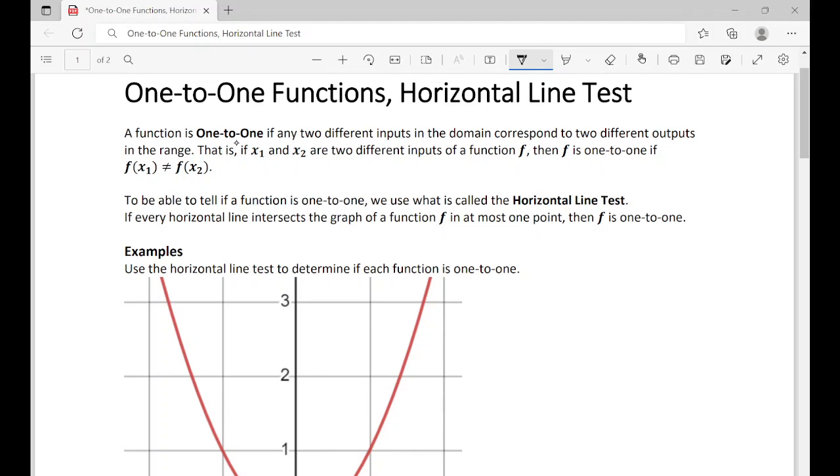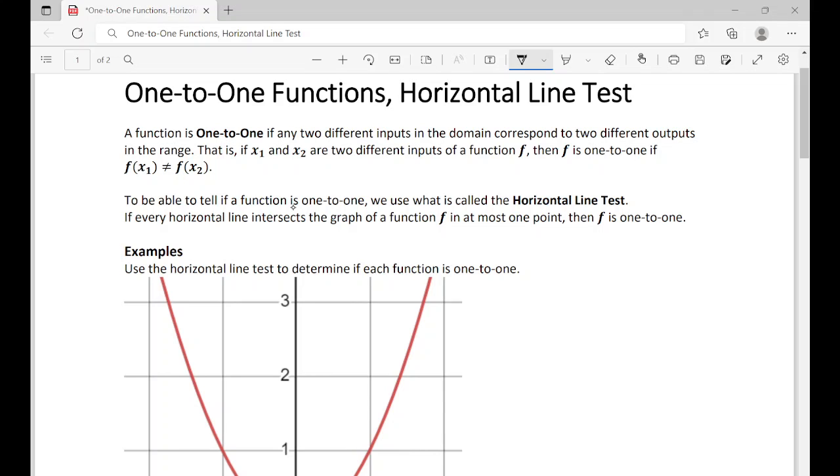A function is one-to-one if any two inputs in the domain correspond to two different outputs in the range. That is, if x1 and x2 are two different inputs of the function f, then f is one-to-one if f of x1 does not equal f of x2.